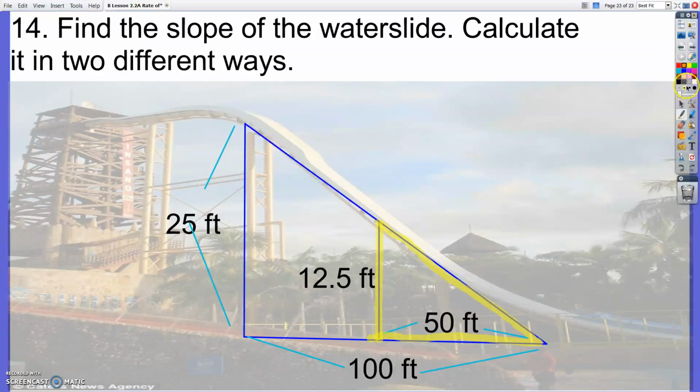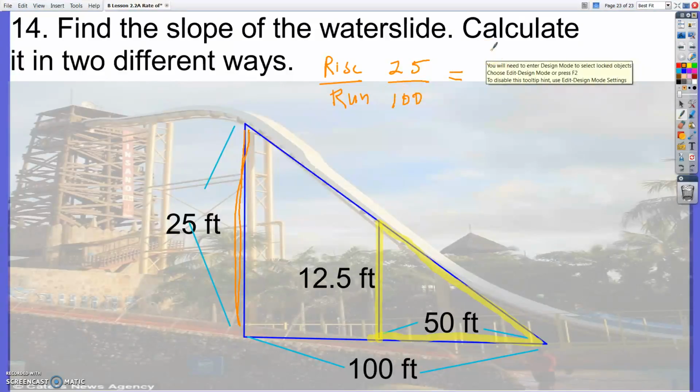So it says find the slope of the water slide, calculate it in 2 different ways. Well, remember, it's just rise over run. So let's look at the big one. I had a vertical distance of 25 all over 100. If I were to simplify the numerator and denominator by 25, that would give me 1 over 4. This is my rise over run. This is my slope. I just calculated it one way.